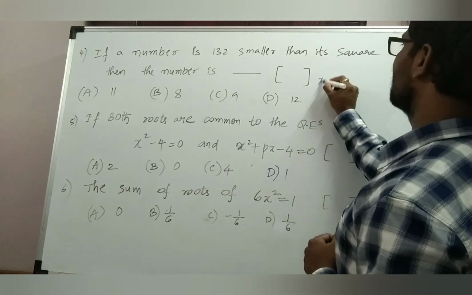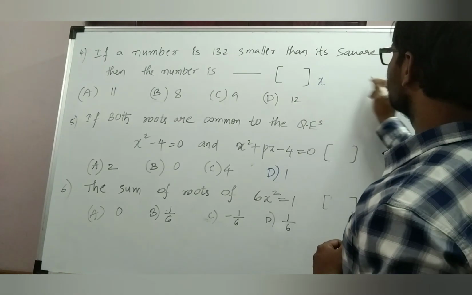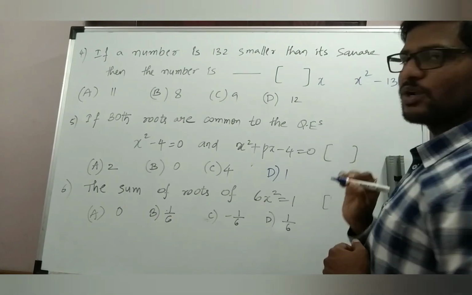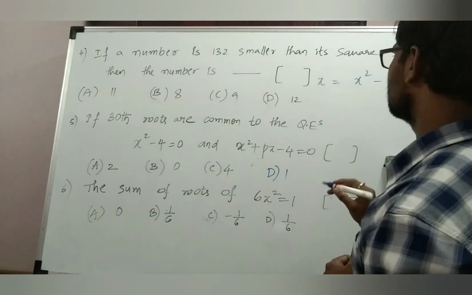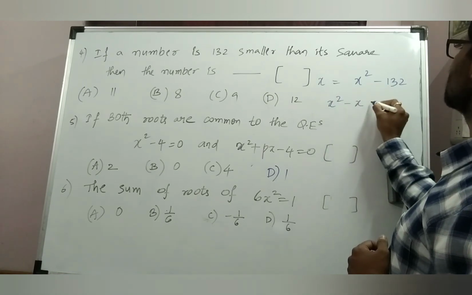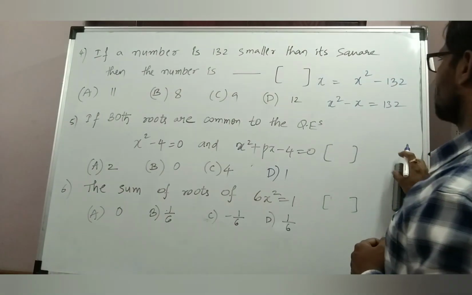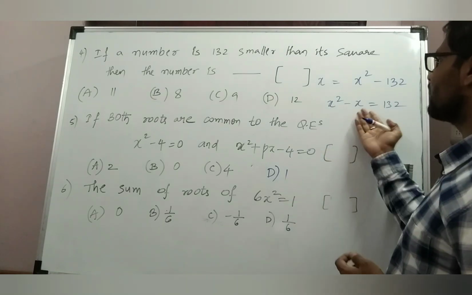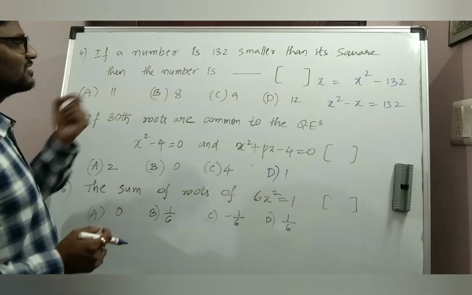See, let the number be x. This number is 132 smaller than its square. Square of x is x square. So the number equals x square minus 132. Can we write x square minus 132 as x square minus x equal to 132 by transposing? Now if we factorize this by splitting the middle term by formula, we can find the roots. But this is objective. We can answer this in 30 seconds.